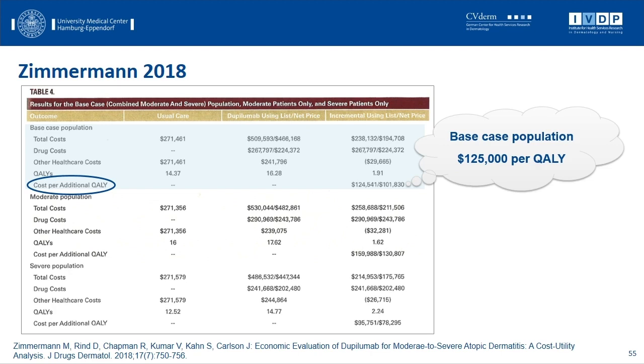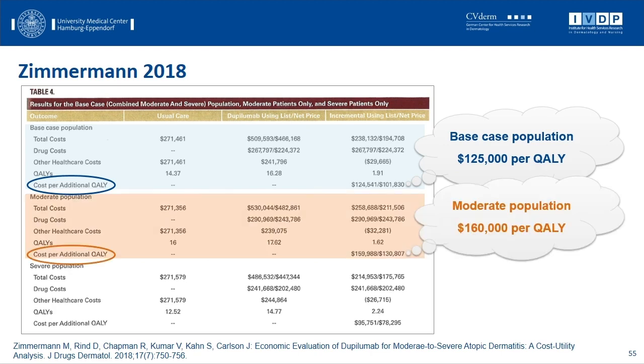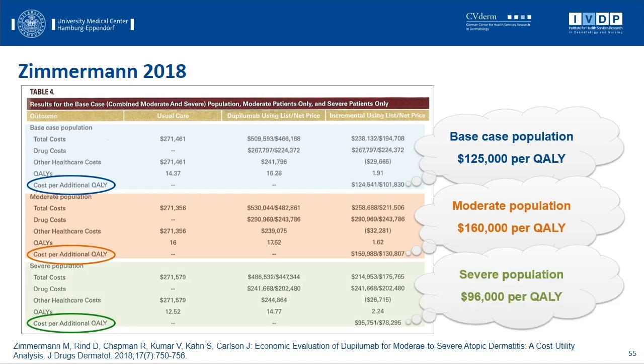$125,000, and when we are looking at the cost effectiveness in the moderate population, then to gain 1 QALY would cost $160,000, and in the severe population, the cost per QALY was lower, $96,000. So it was estimated by Zimmermann et al. that the cost effectiveness of dupilumab is highest in the severe population.